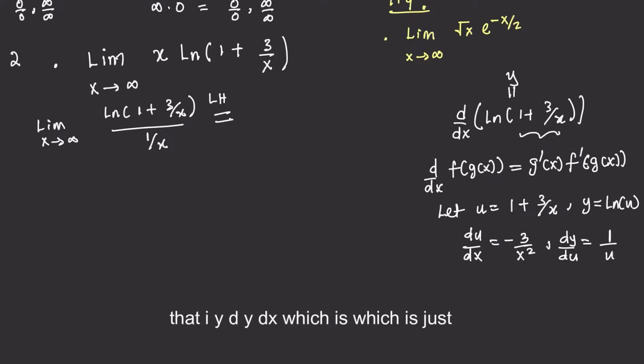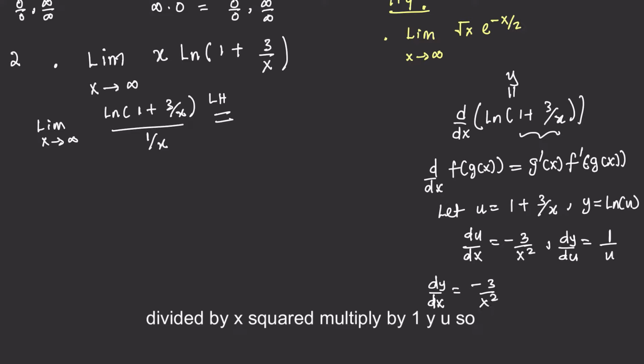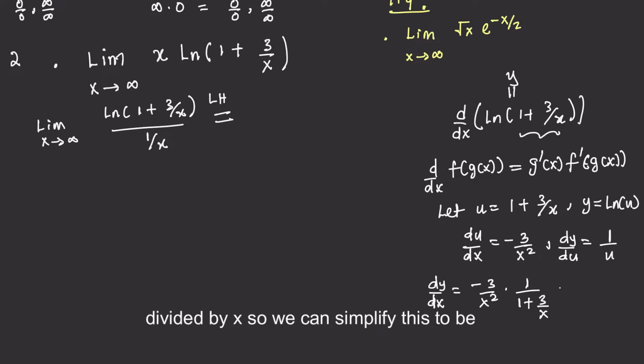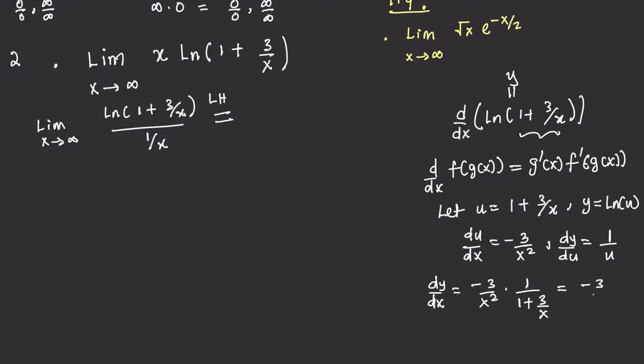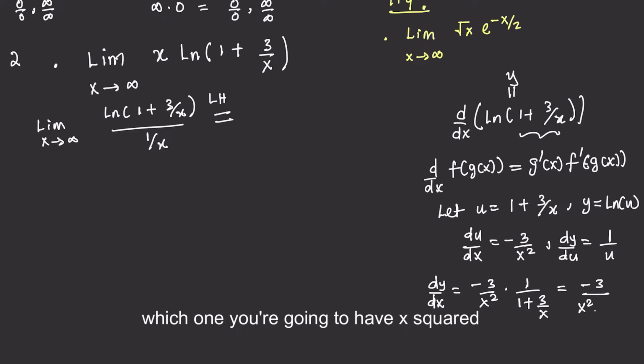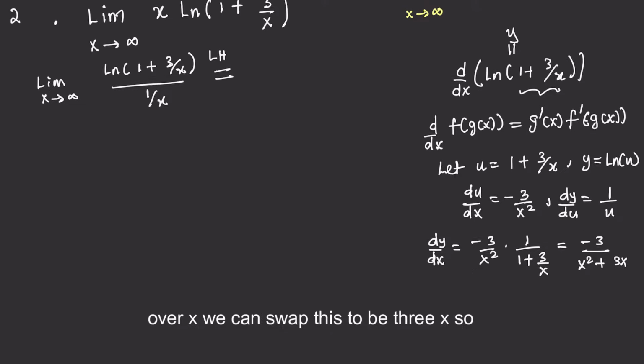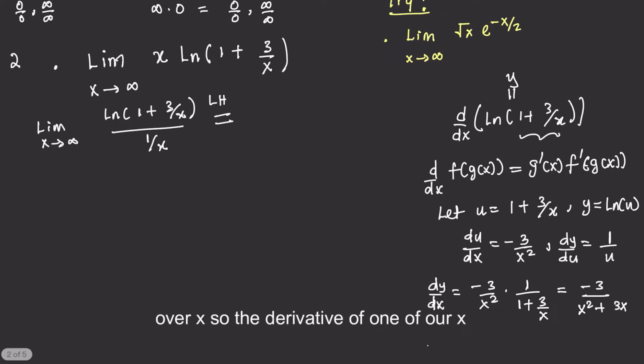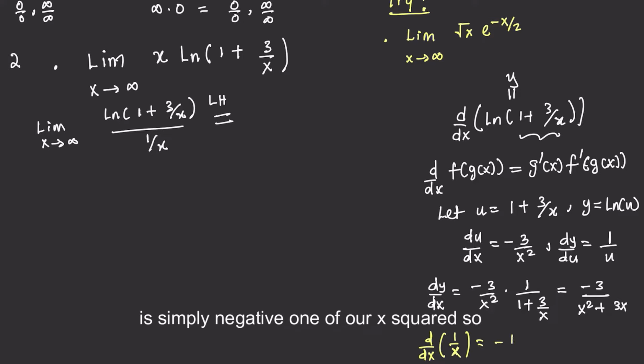That means dy/dx is negative 3 divided by x squared multiplied by 1 over u. What is our u? Our u is 1 plus 3 divided by x. So we can simplify this to negative 3 divided by x squared times, if you multiply x squared by 1, you get x squared, and if you multiply x squared by 3 over x, you get 3x. Again, we want the derivative of 1 over x, which is simply negative 1 over x squared.